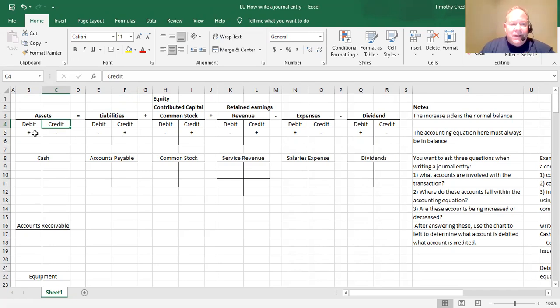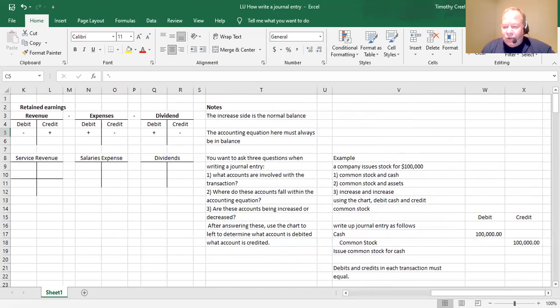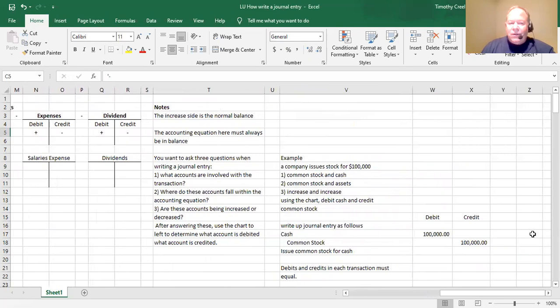Remember that the increase side is the normal balance of all these accounts. So the normal balance for an asset is a debit, for a liability is a credit. Remember that the plus is the increase side, the minus is the decrease side. And I worked a few transactions over here, just a quick reminder of how you would do a journal entry. There are other recordings on that.